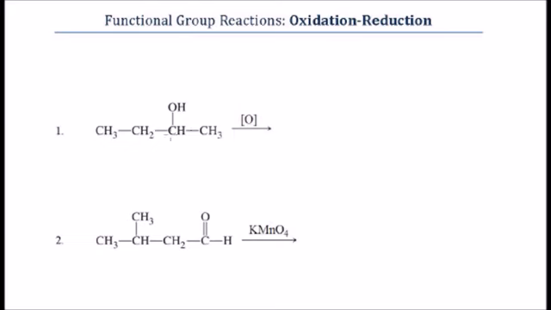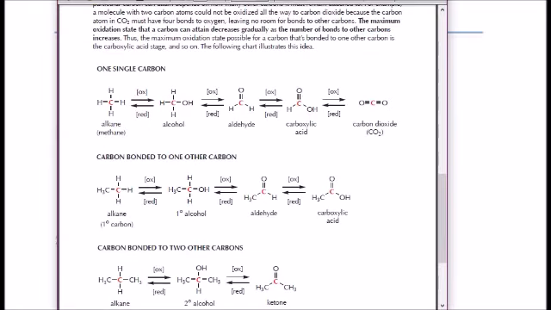We have 4 carbons. We have a hydroxyl group, so this is an alcohol. 1, 2, 3, 4. So this is going to be 2-butanol, and we're going to oxidize this. All right, so we need to analyze this. Let's take a look at our little cheat sheet here. We're looking at an alcohol.